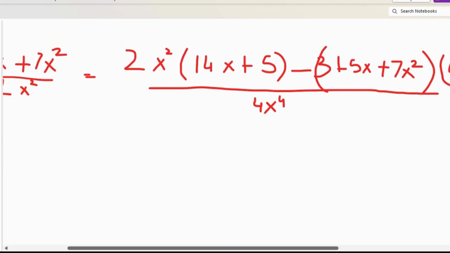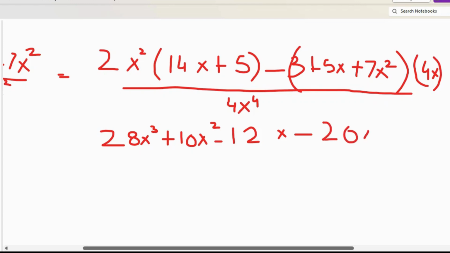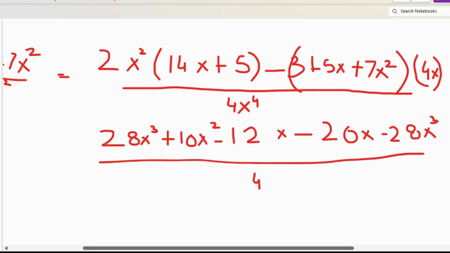Now we got to simplify it. If you see, we would distribute this 2x squared to this. So 14 times 2 is 28x cubed plus 10x squared. We would do the same, distributing this 4x to this. So it would become 12x, 4 times 3 is 12, and minus 4 times 5 is 20, so it would be 20x minus 28x cubed. So here comes the happy news: the cube is already gone. No more worries about the cube anymore.